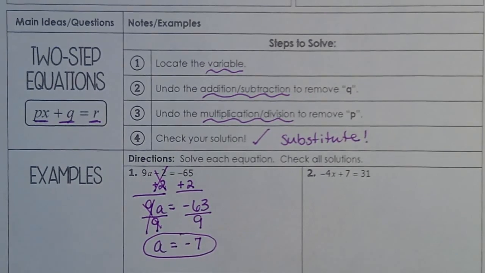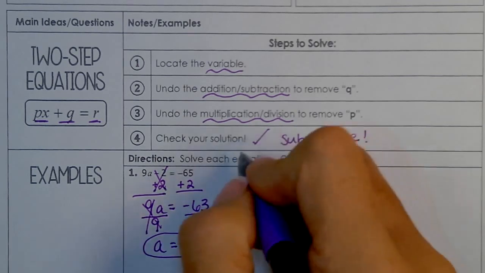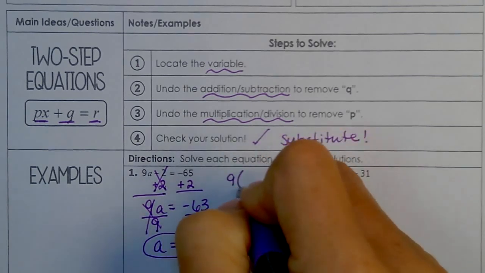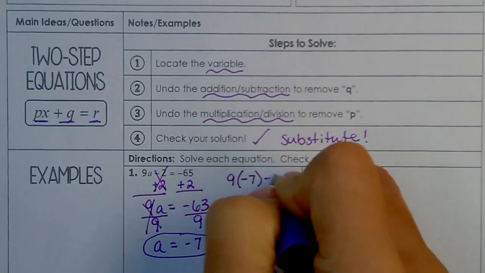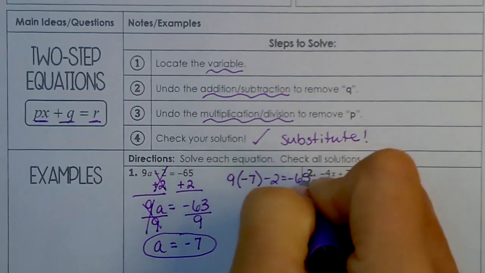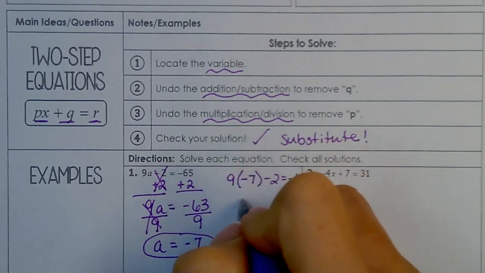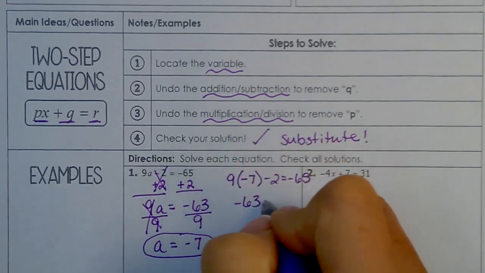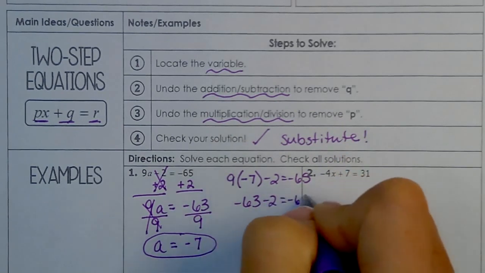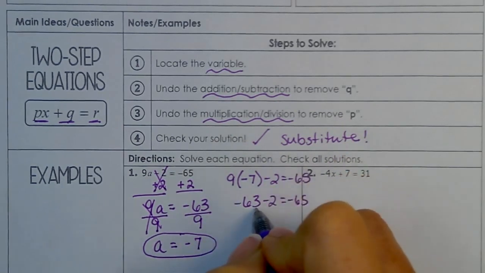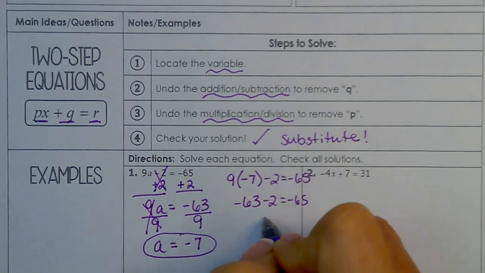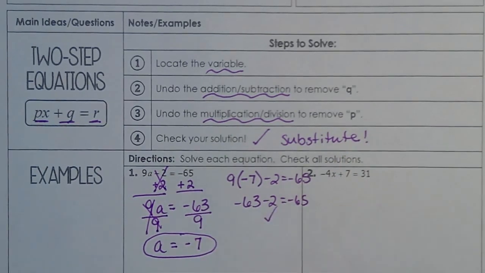All right, step 4 is to check it. So I'm going to substitute -7 for this a. Let's rewrite our equation using -7 for a. All right, so 9 times -7 is -63. And -63 minus 2 is -65. So my solution, a equals -7, is correct.